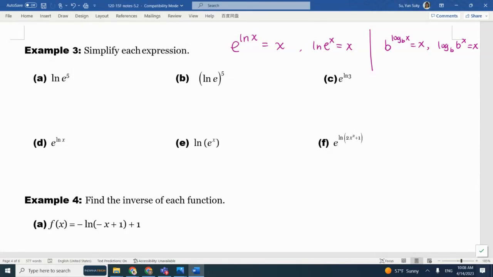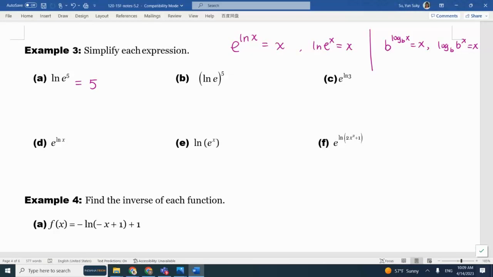Is that okay, everybody? This is because of the inverse function, right? When you apply f and f inverse, they kind of cancel out. You get x back. Okay, look at part A. You see ln and e cancel. So ln and e cancel. You only get 5. So part A is easy. That is just 5.